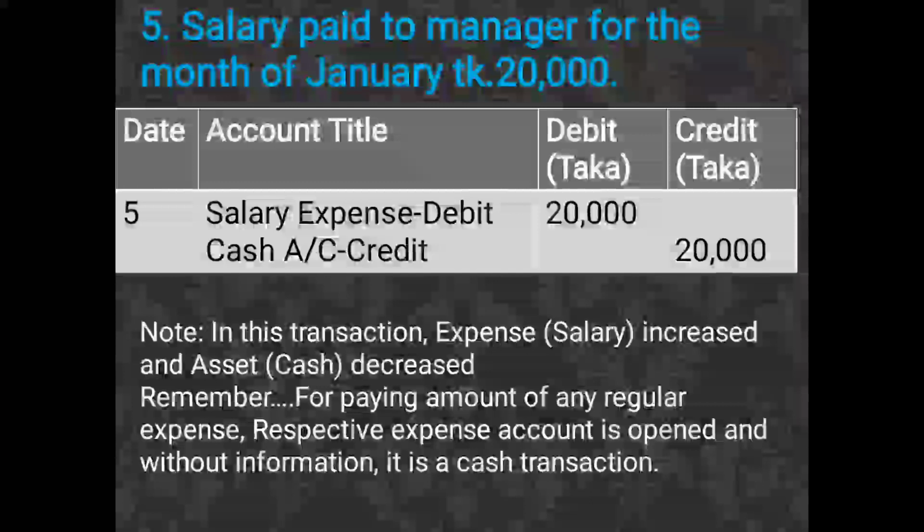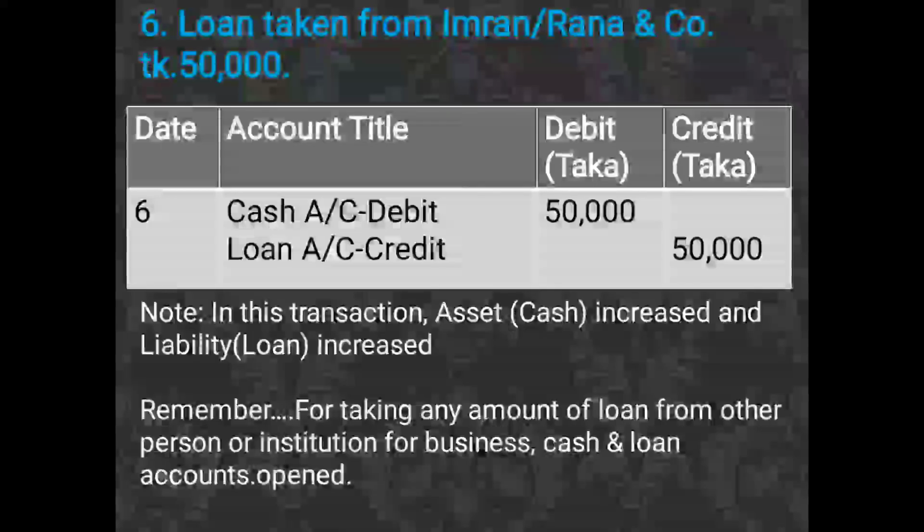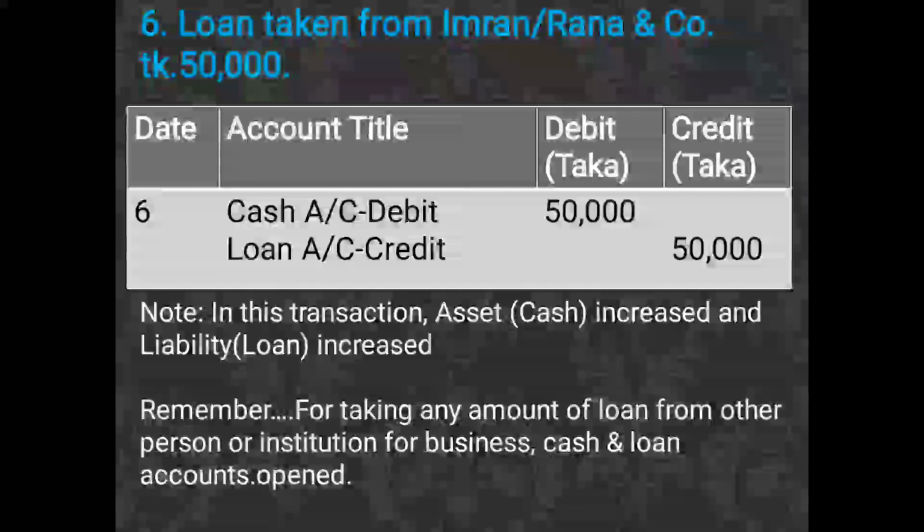about this transaction. Now number 6, loan taken from Imran or Rana Co. Loan taken from any other source, then two accounts are involved. Number 1, cash account, another one loan account. Cash is increased in business, so cash account is debit. And loan taken for this amount is liability increase, so loan account is credit for this transaction.